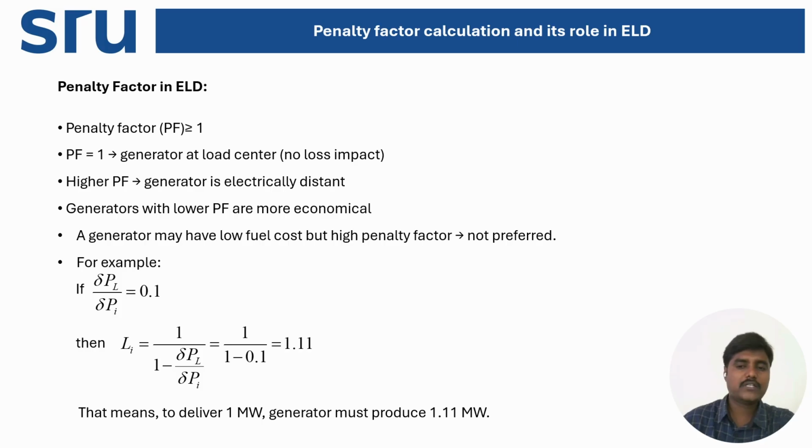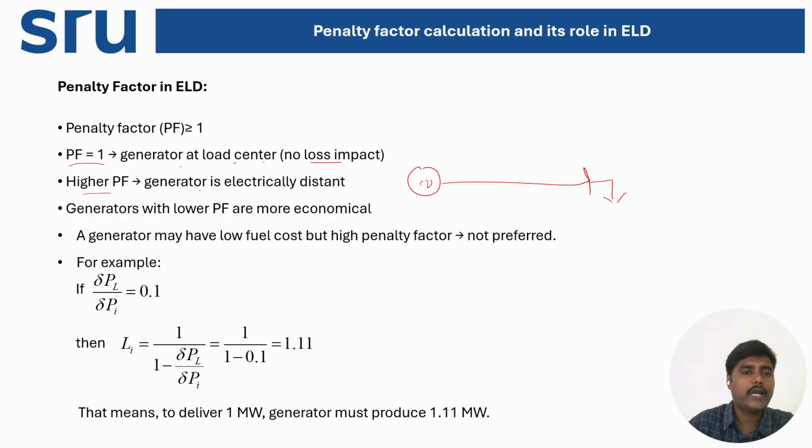Now some observations we can make from the definition of the penalty factor. In general, the penalty factor is either equal to 1 or greater than 1. If the penalty factor is equal to 1, the generator is at the load center. The generator is located very near the load center, so there is no requirement of transmitting power over a long distance. If the penalty factor is very high, it represents a generator that is electrically distant. That means the generator is connected very far from the load center.